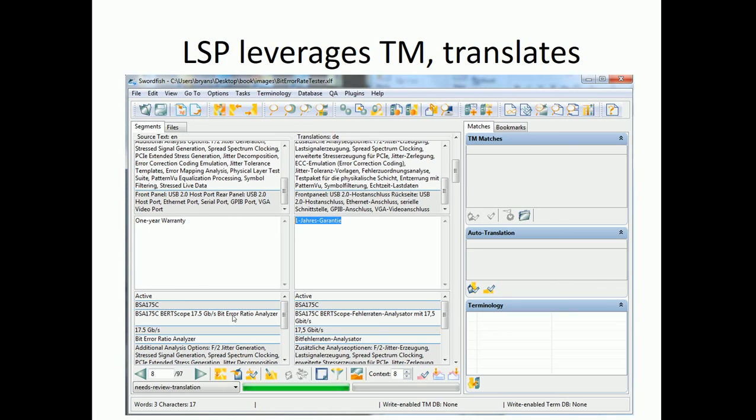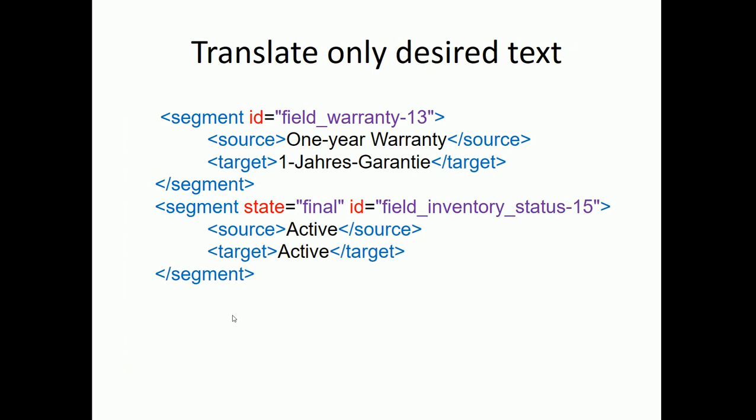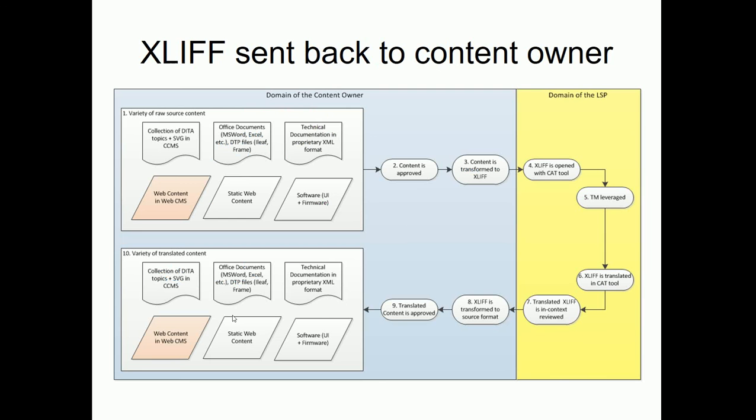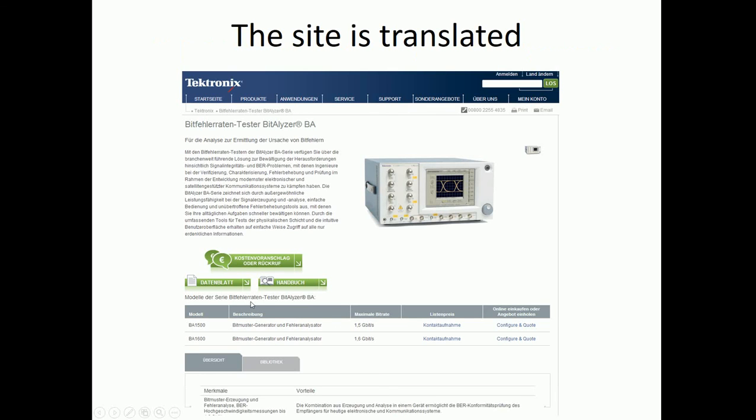into German. So now we do have the field that we wanted to have translated, one-year warranty, but we don't have the field inventory status. We've shielded that from translation. So then, down this lower part, we've gotten our XLIF file, we import it back into our source format, and we see that now we have a translated website.